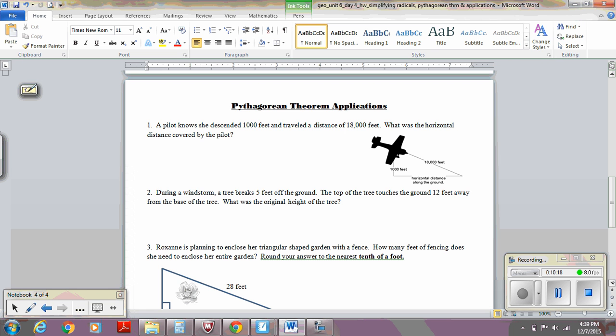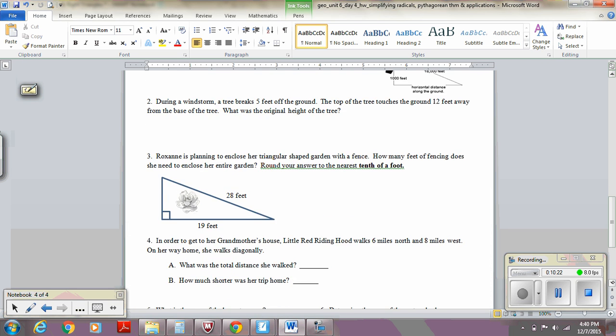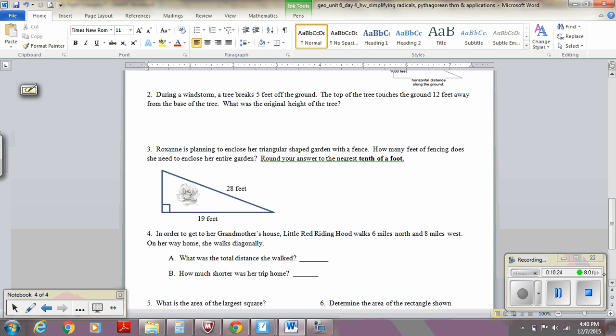Now let's do some applications of Pythagorean theorem. On number 2, it says during a windstorm, a tree breaks 5 feet off the ground. The top of the tree touches the ground 12 feet away from the base of the trunk. What was the original height of the tree? So here's where the tree broke at 5 feet off the ground. So imagine that the tree was just a little bit taller.